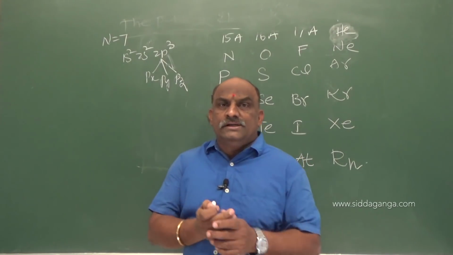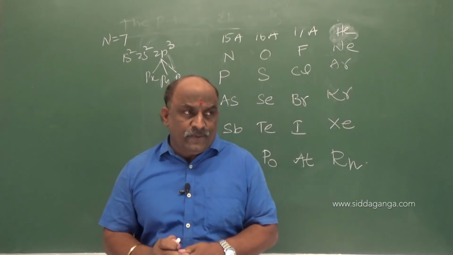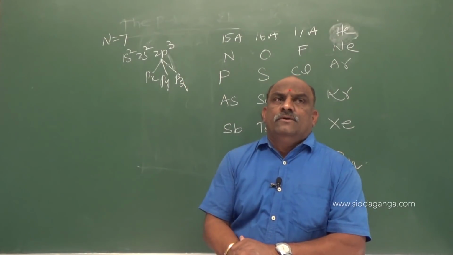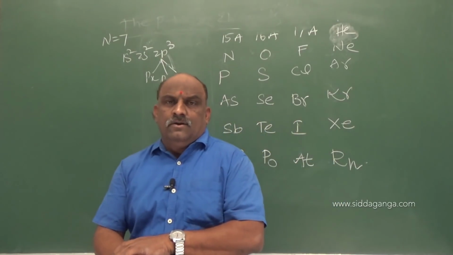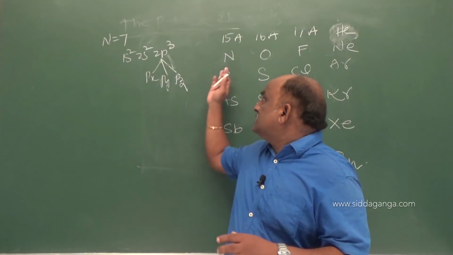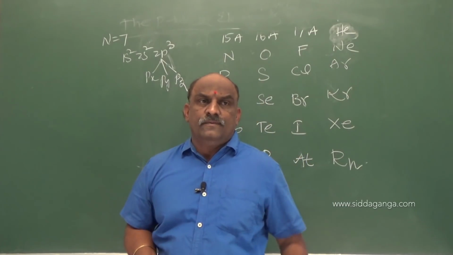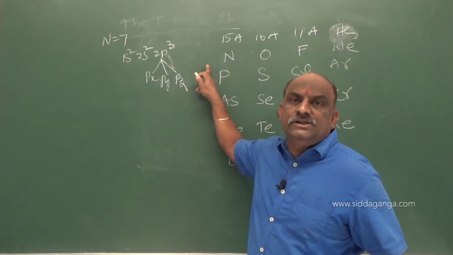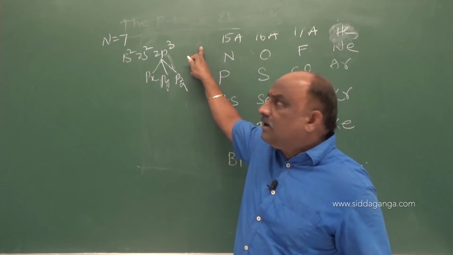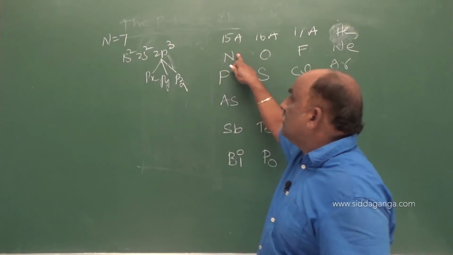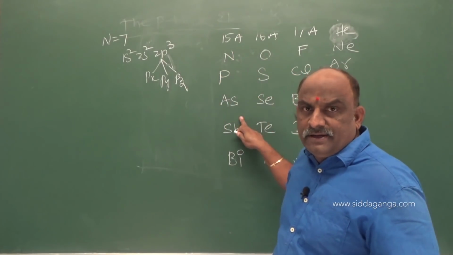So, make a note, students, of why these are called p block. This is the first question. What will be the reason? Why do we consider the nitrogen family to be p block elements? Because the differentiating electron enters into the p orbital or p subshell. Hence, these are called p block elements.